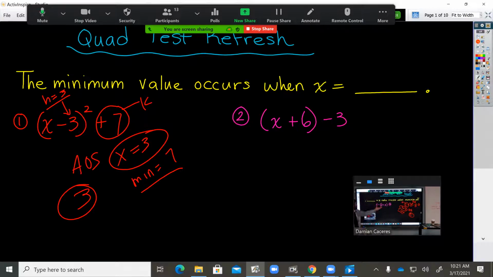So now use that same common sense for the next one. We're not looking for the number on the end because that would be the minimum. We're just looking at the number in the parentheses. What do you do to the number in the parentheses? You change the sign. So number 2 would be -6.